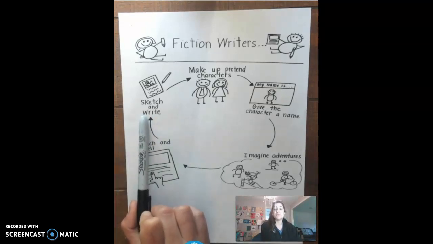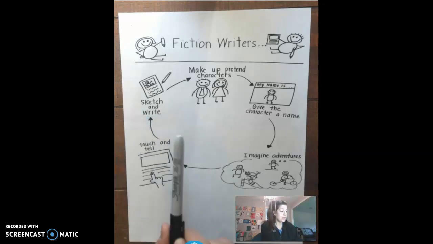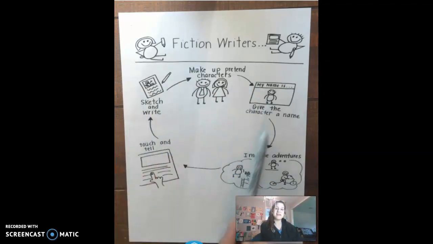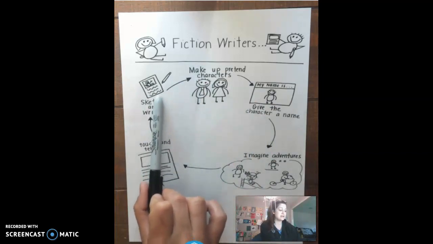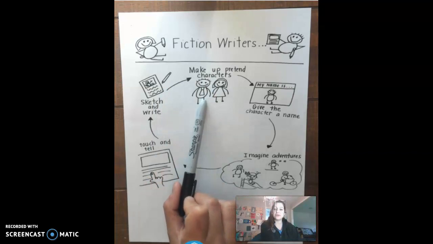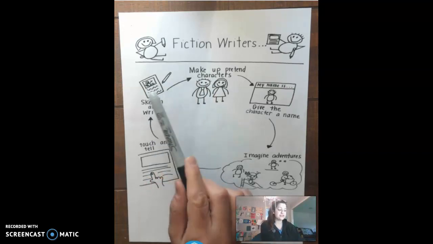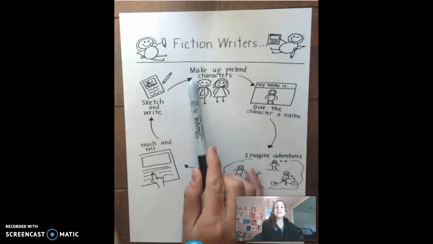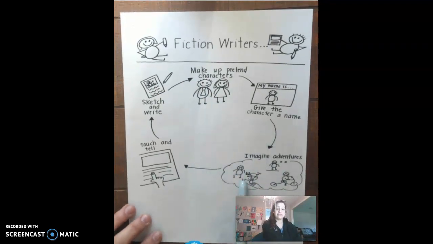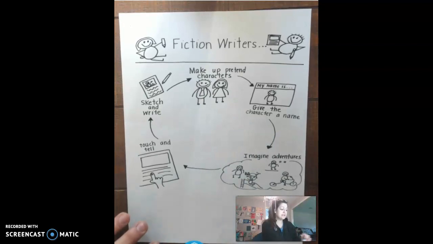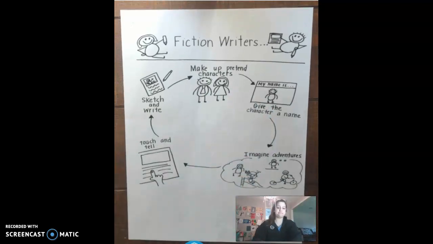You're going to begin writing your story. And notice it's like a cycle. It goes around. Once we come to the end, the sketch and write, it goes back to your characters. So when you finish your first one, you're going to write another story with the same characters, but a different adventure. So I'm going to walk you through this.